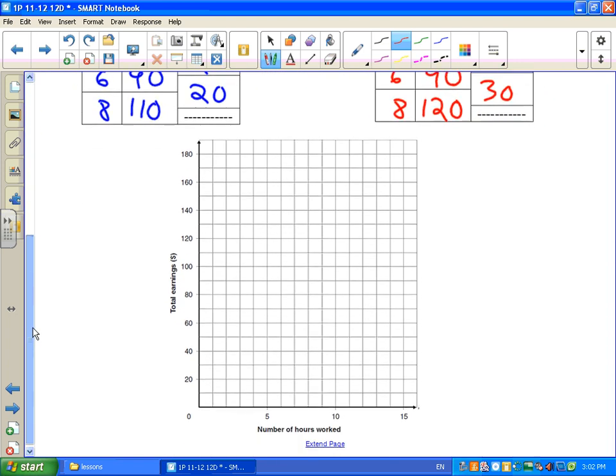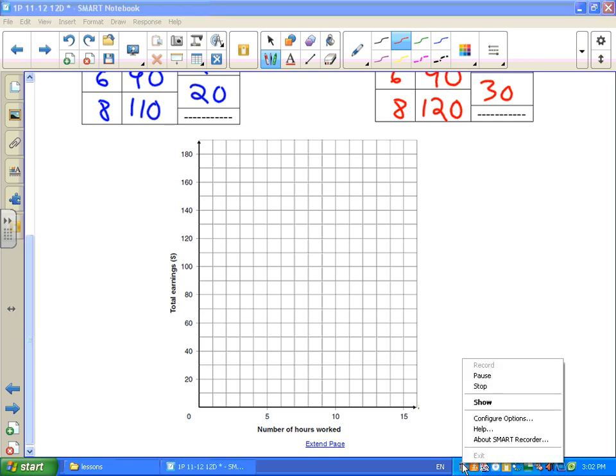The grid is already set up here, so all we have to do is transfer those numbers into points. Then we're going to connect these with straight lines. I'm going to pause it right here while I do this.